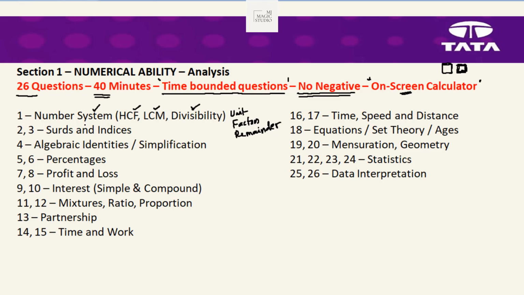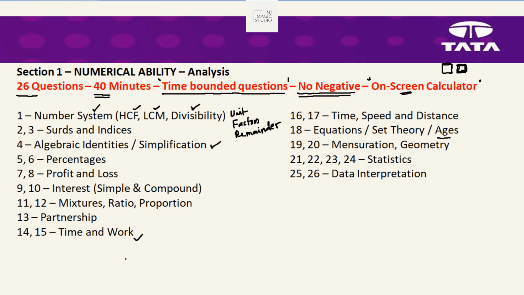Question number 2 and 3 would be related to surds and indices. Question number 4 would be from algebraic identities or a simple arithmetic simplification, a BODMAS rule simplification type question. 2 questions from percentages, 2 questions from profit and loss, 2 questions from interest, one maybe from simple interest and another from compound interest. 2 questions from mixture, ratio, proportion. 1 question from partnership or ages.